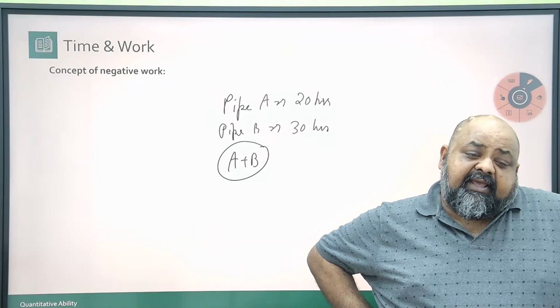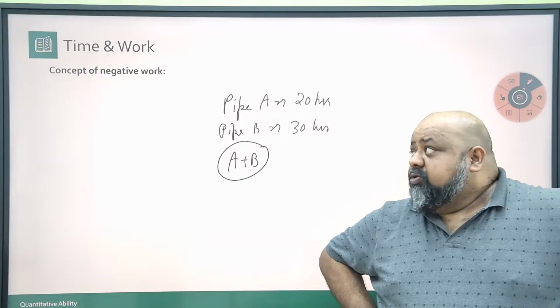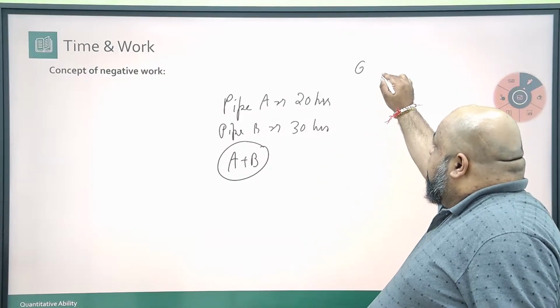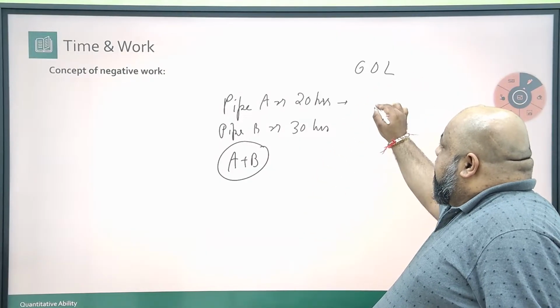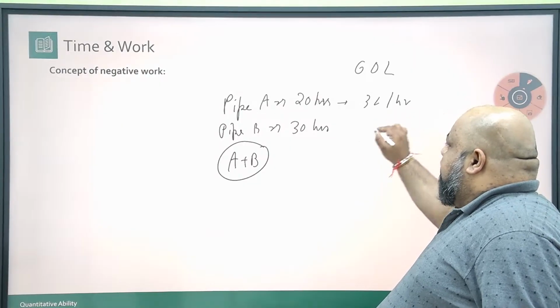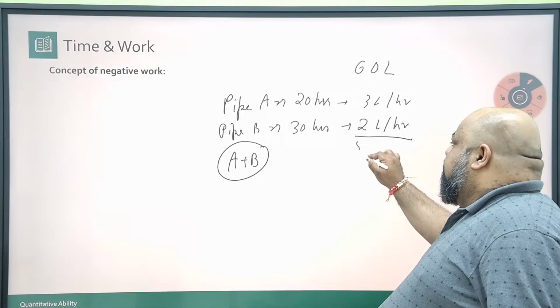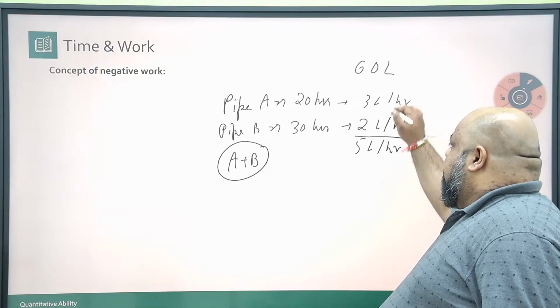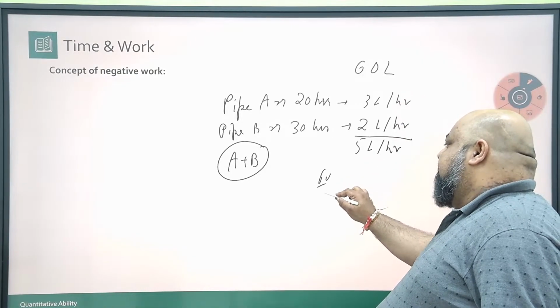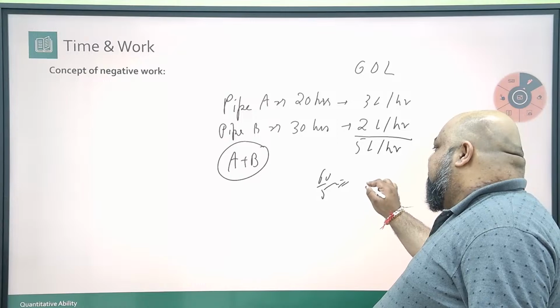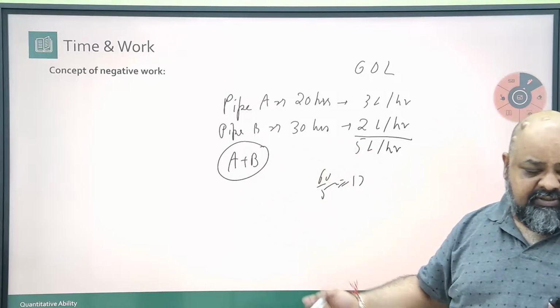Here, let the tank be of 60 liters. तो जो pipe A है, that fills 3 liters per hour. Pipe B will fill 2 liters per hour. दोनों मिलके 5 liters per hour. तो 60 में 12 घंटे भर देंगे, like we did in the men वाला question.